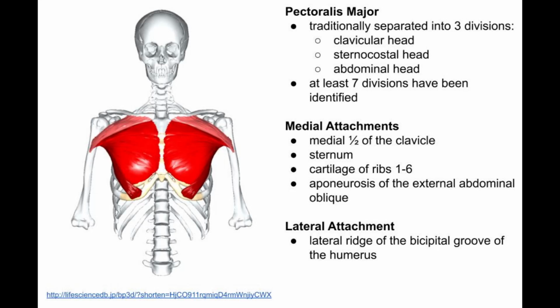They all converge laterally, so the attachment for all 3 divisions is along the lateral ridge of the bicipital groove of the humerus, which is also known as the intertubercular groove or intertubercular sulcus of the humerus.